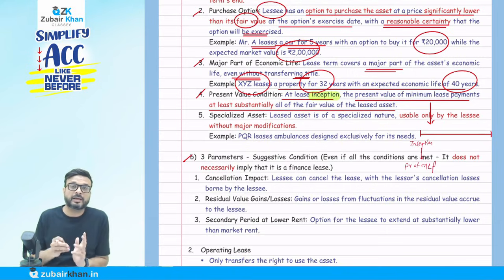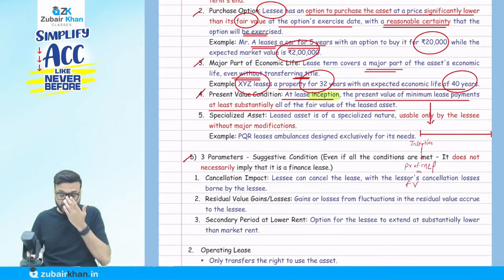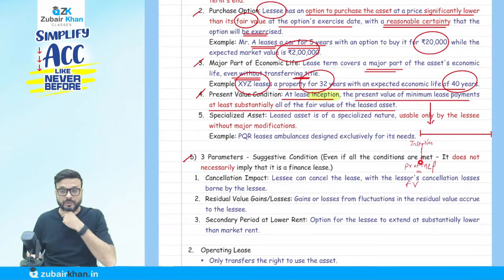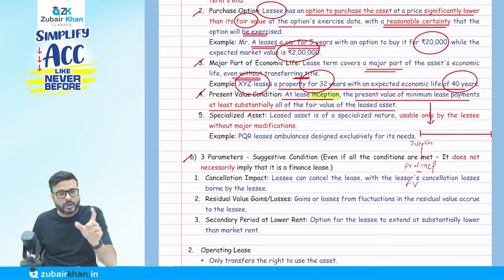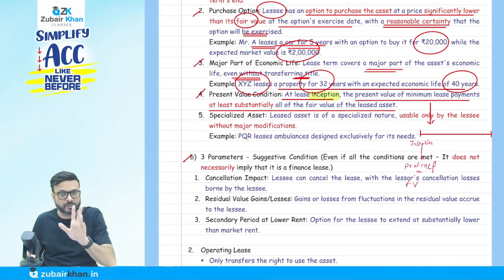But understand for the time being, if the present value of minimum lease payment is substantially equal to the fair value of the asset on the date of inception, meaning the starting of the agreement, not necessarily exactly equal, but more than 90%, you can say substantially equal, then we are going to call it a finance lease. Now what is minimum lease payment?